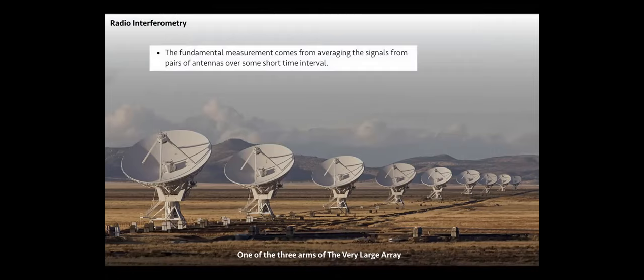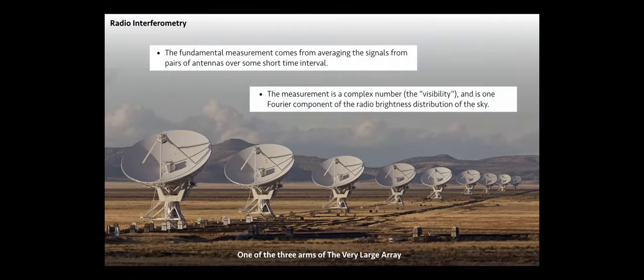The fundamental measurement comes from averaging the signals from pairs of antennas over some short time interval. The signals from all of these dishes go into a machine called the correlator, and that multiplies each pair together and gives you a fundamental measurement. This fundamental measurement is called the visibility, and it's just one complex number. This complex number represents one Fourier component of the radio brightness distribution of the sky. It has an amplitude, which encodes the strength of the signal, and a phase term, which encodes something about its structure.